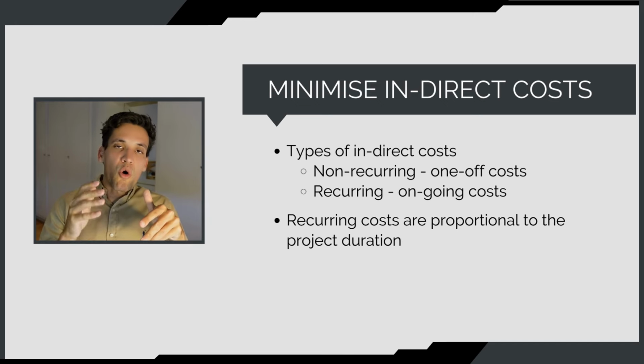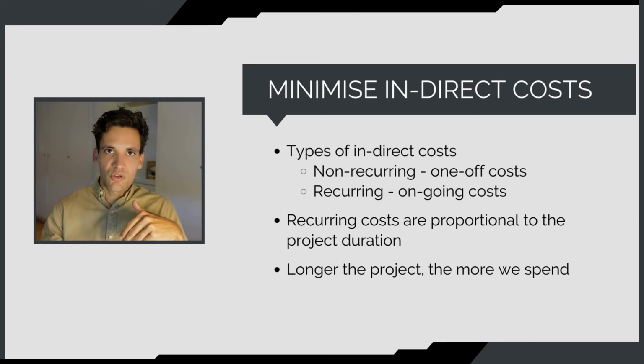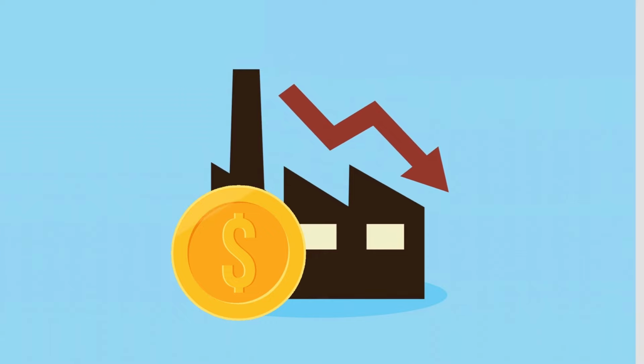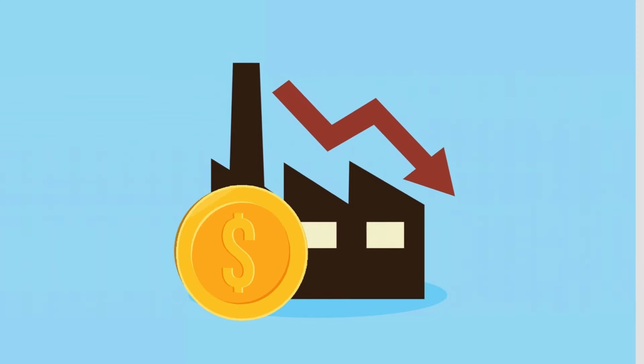These costs are all proportional to the duration of the project. So the longer the project goes, the more these costs accrue. So if we can finish a project in a year as opposed to 2 years, our recurring indirect costs will be half because the project's faster.